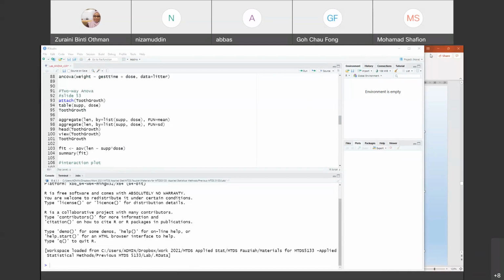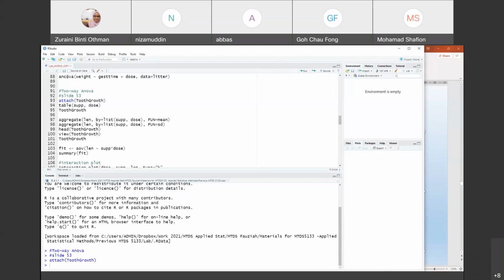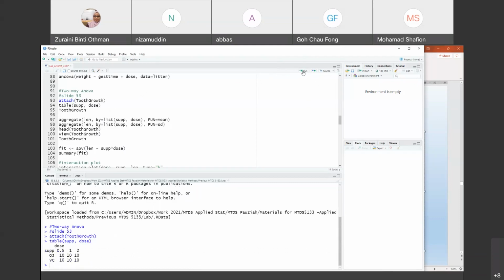Okay, now we are here, and just run it. We are attached to the schools dataset. Then the table for supplement and dose. This is the dose, which is 0.5, 1, and 2, the different levels of dose. And this is the supplement type, which is orange juice and vitamin C.